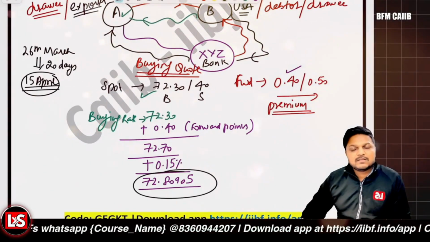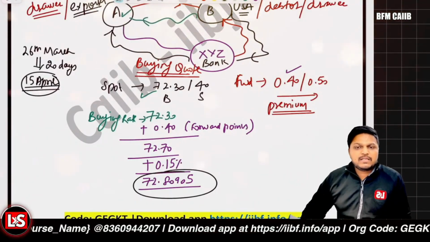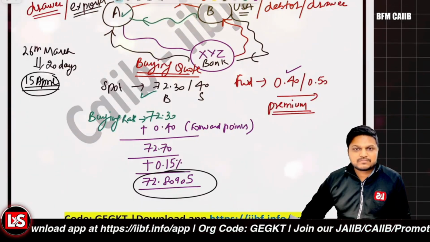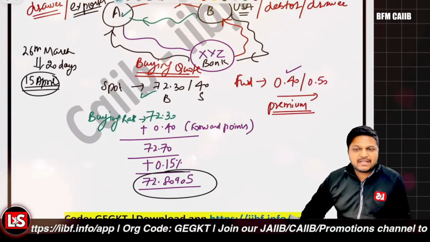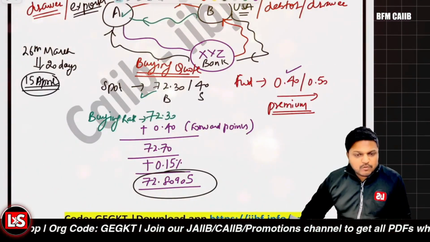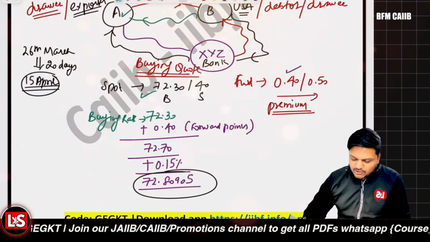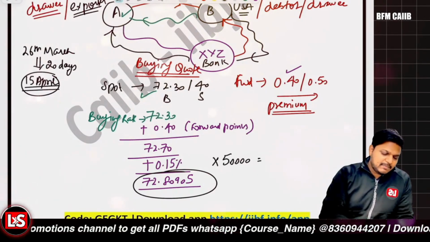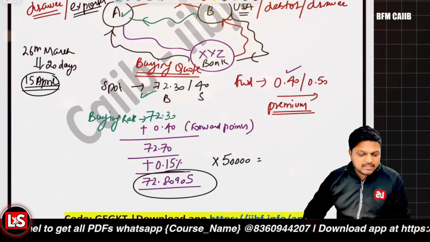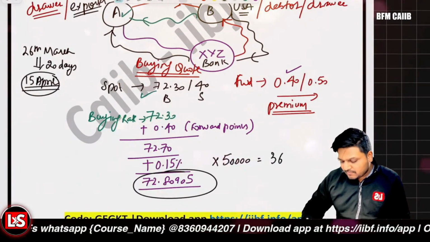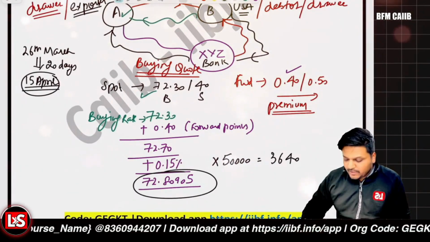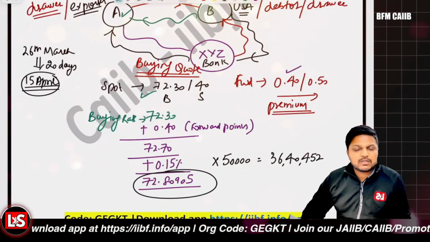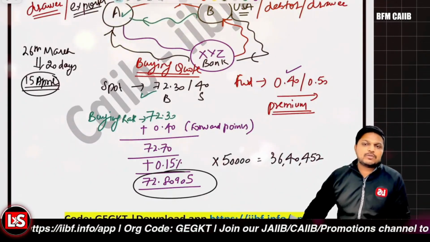This is the price according to which the bill is to be purchased. The bill will be purchased at this point, right? So what amount will be given to the customer? It is 72.80905 multiplied by 50,000 USDs, and that is 36,40,452. This amount is to be credited to the exporter's account. Okay.